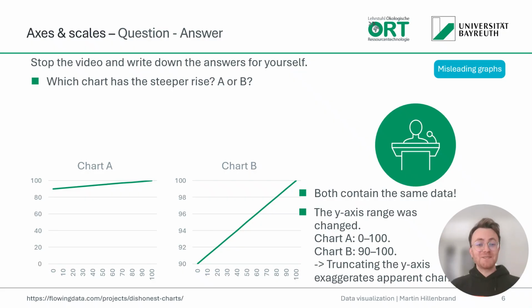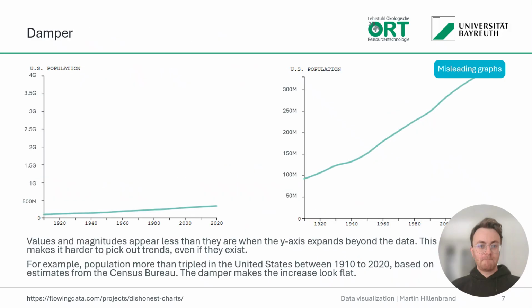Okay, obviously, as you can see, chart A and chart B are the same. They represent the same data, but in chart B you have a cut of the y-axis, and now it appears way steeper, although it's just the same. Both contain the same data, just the point of view was modified and changed.